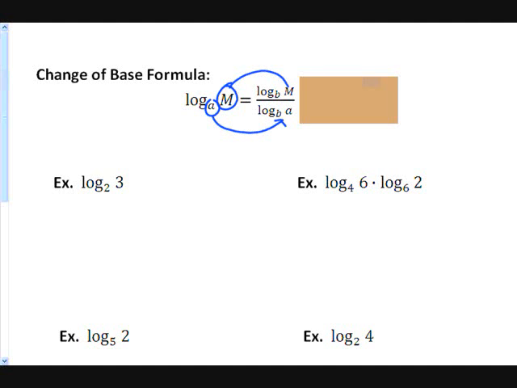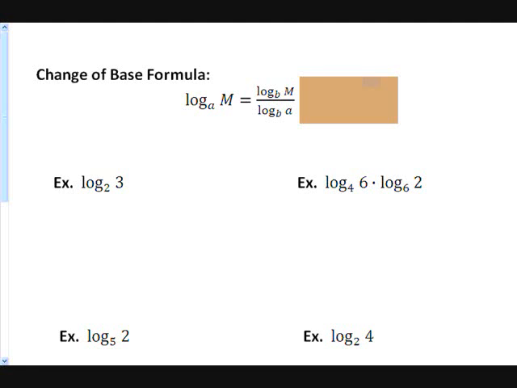And the question here is, what's b? B is whatever I want it to be. I could choose any base that I wanted. I could choose base 3. So I could rewrite this as log base 3 of m over log base 3 of a. Or I could use a 20, log base 20 of m over log base 20 of a.